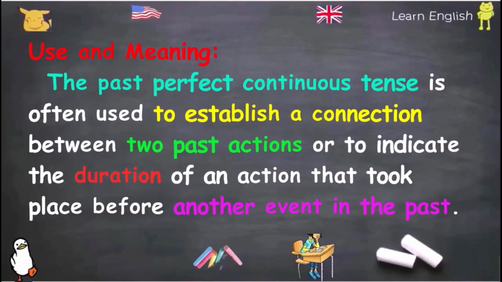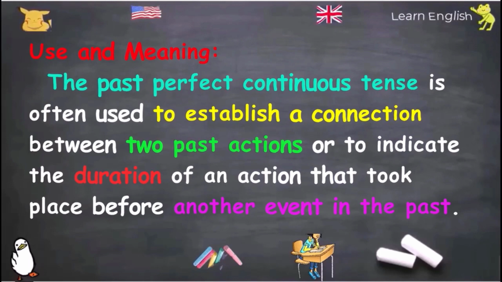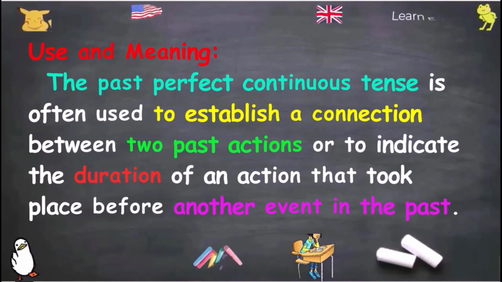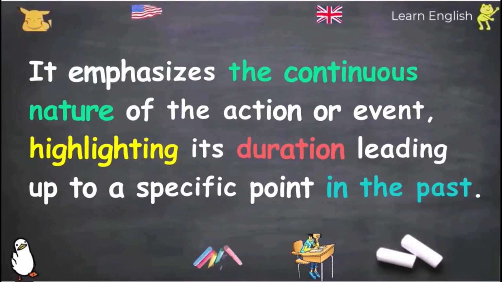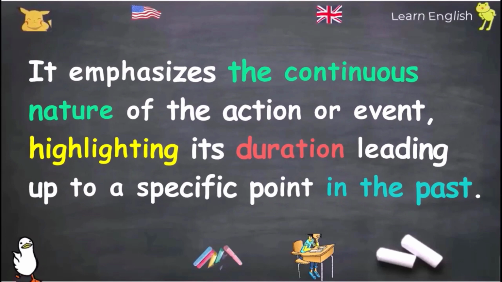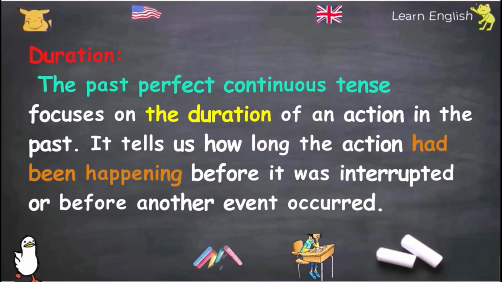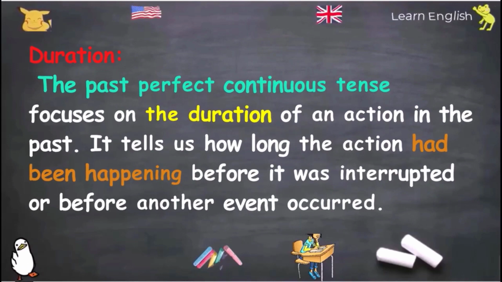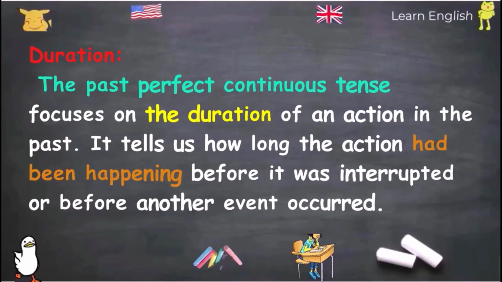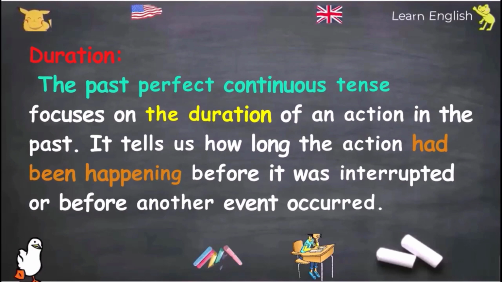Use and meaning. The past perfect continuous tense is often used to establish a connection between two past actions or to indicate the duration of an action that took place before another event in the past. It emphasizes the continuous nature of the action or event, highlighting its duration leading up to a specific point in the past. Key points. Duration. The past perfect continuous tense focuses on the duration of an action in the past. It tells us how long the action had been happening before it was interrupted or before another event occurred.